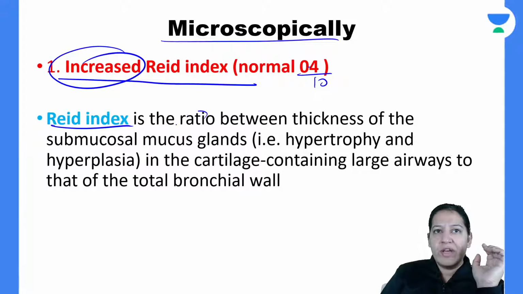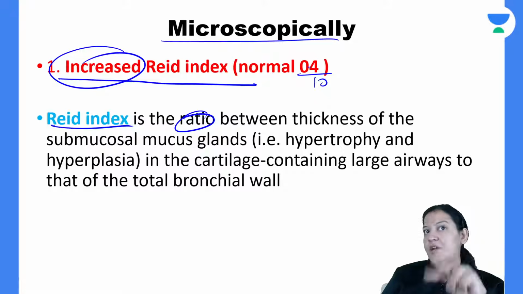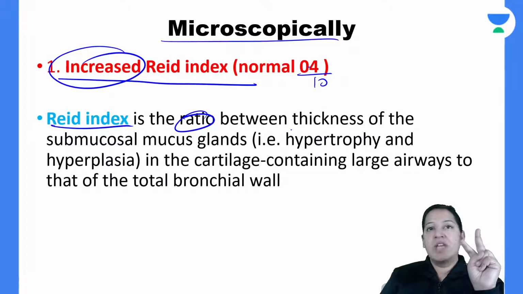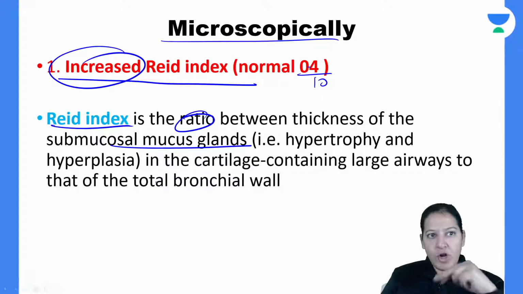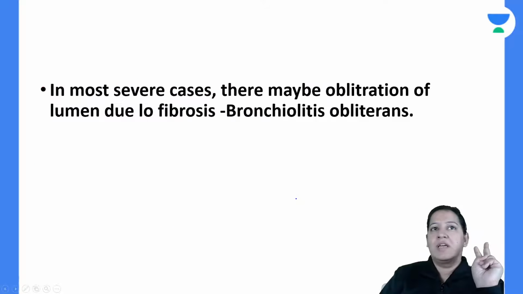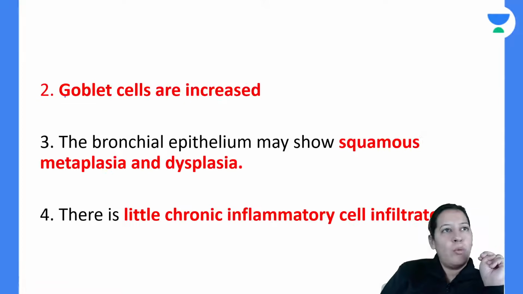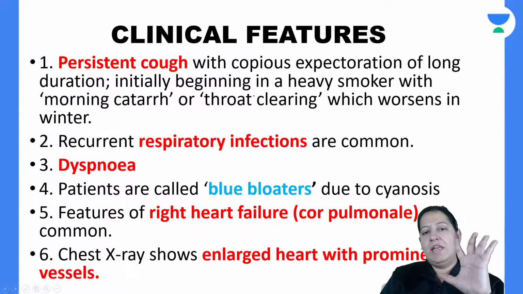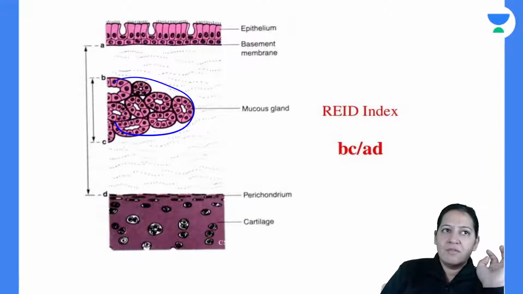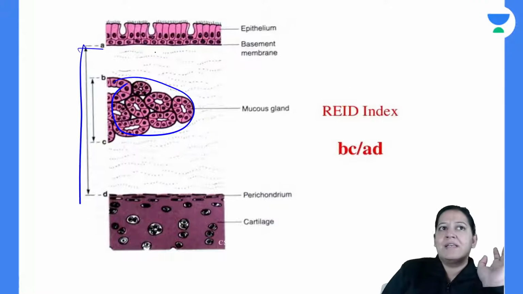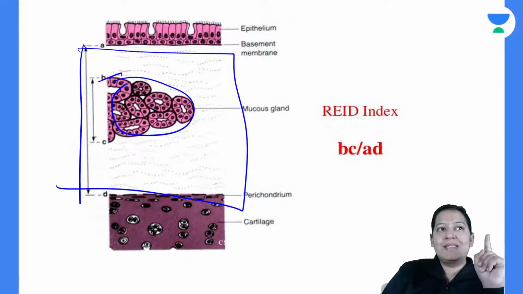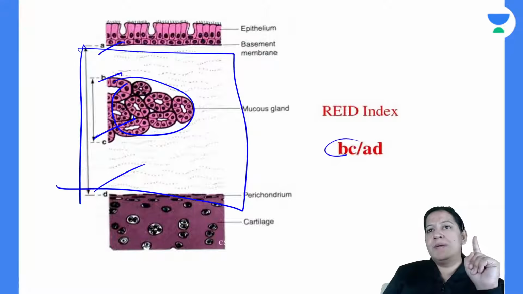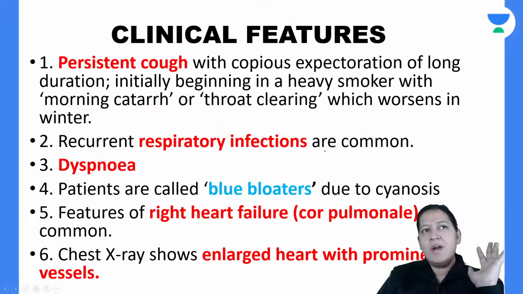Reid index is the ratio of two things, numerator and denominator. The numerator has the thickness of the submucosal gland. The denominator has the total thickness. After that, goblet cells are increased, as we have seen. So these are the changes in chronic bronchitis. Again, you can see this is Reid index. Thickness of the gland in the numerator, total thickness in the denominator. So it is BC upon AD, whatever you say. You should understand what it is.